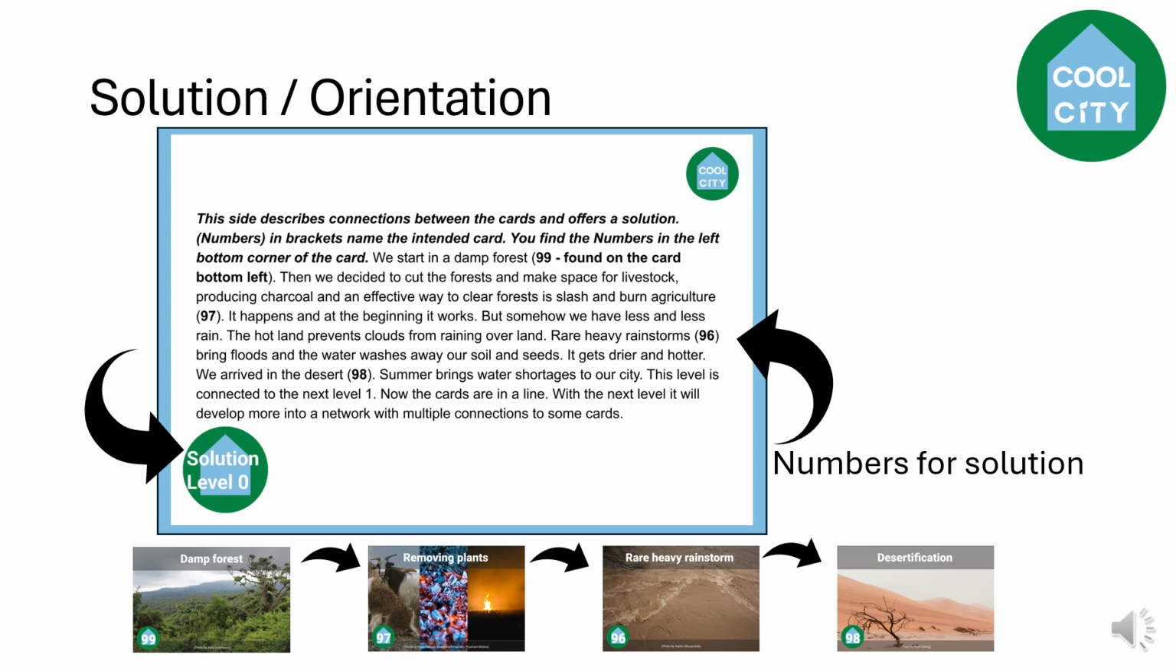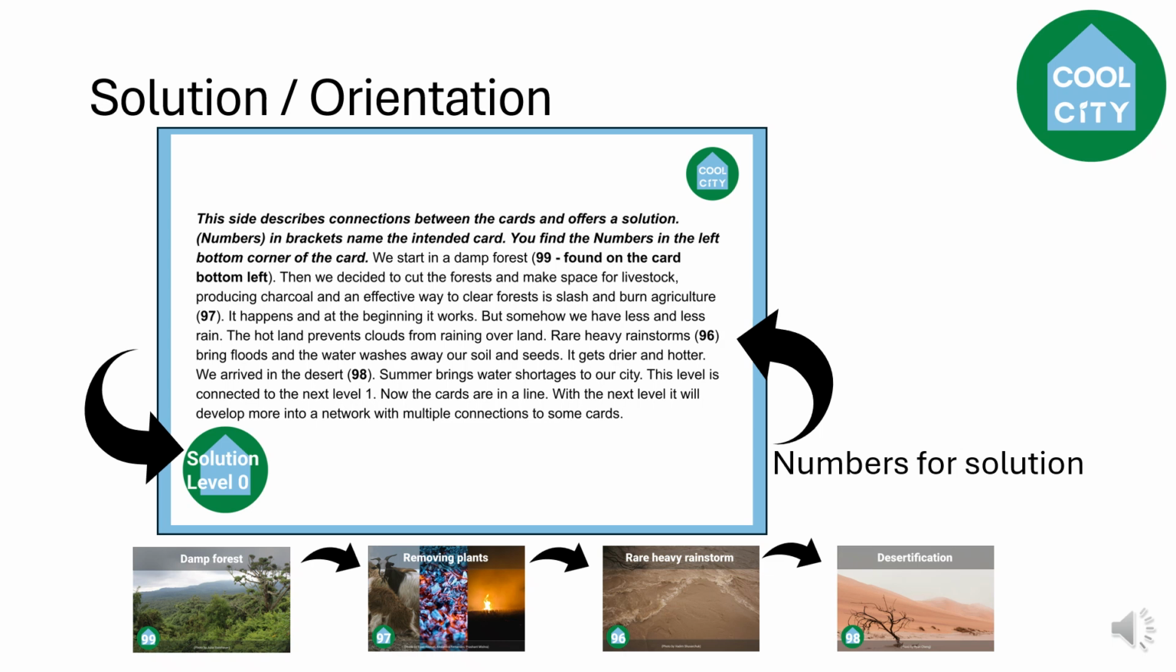We start in a damp forest, 99, found at the bottom left of the playing card. Then we decided to cut down the forests and make room for livestock to produce charcoal, and an effective way to clear forests is slash and burn, 97. This happens, and it works at first. But somehow we have less and less rain. The hot land prevents the clouds from raining over the land.